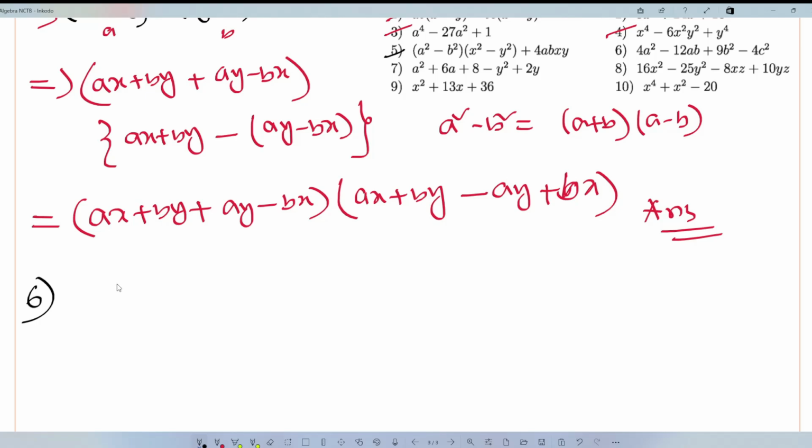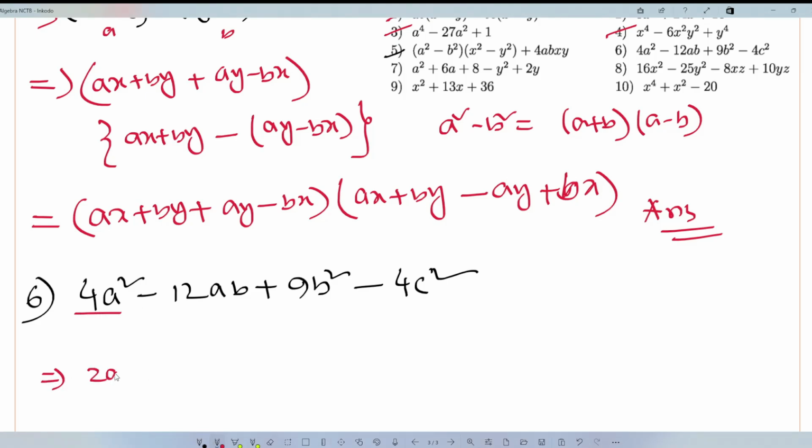Number 6, here is 4a square minus 12ab, then plus 9b square minus 4c square. Look, here is 4a square, we can write 2a square. Here is plus 9b square, we can write 3b square. So against this one we can write minus 2 times 2ab. A means 2a and b means 3b. And look, 2 times 2 is 4, 4 times 3 is 12. It means here is minus 12ab.